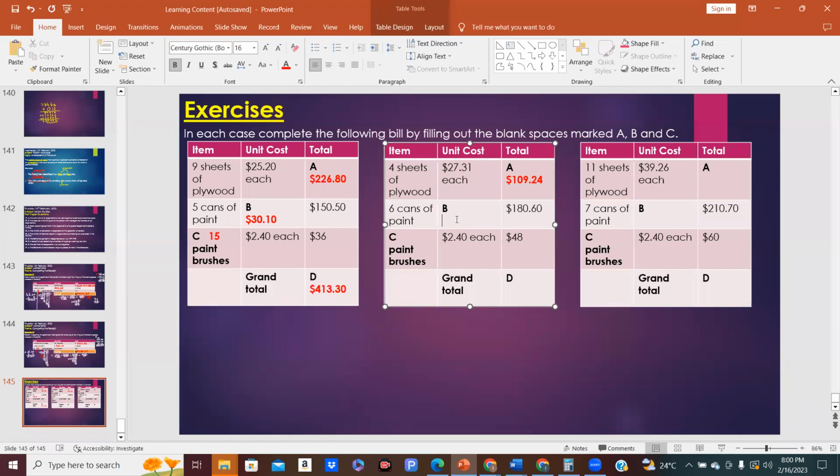All right, B, what do you think B is then? So it's 6 divided by 180.60. It's 30.10. Yes, sir, 30.10. You're right with that one. He's right. He got that one. Yes, he's correct with that.